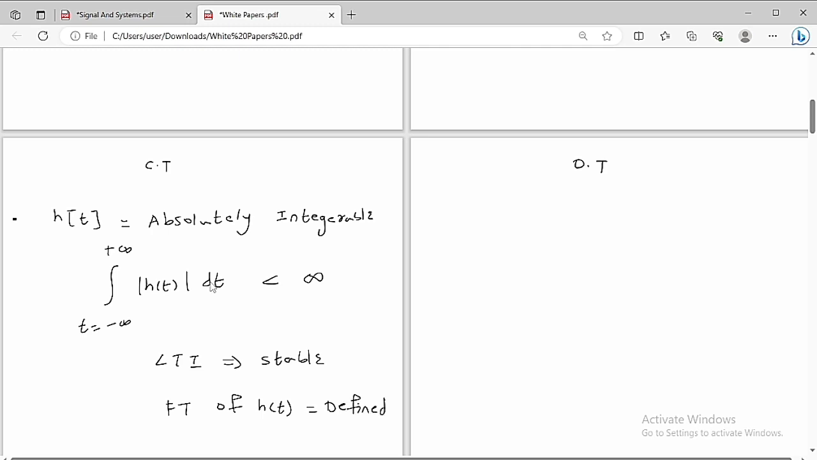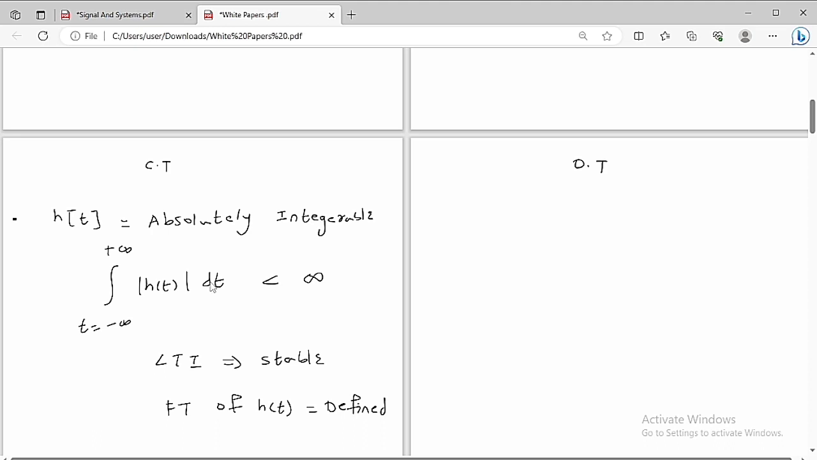So listen carefully. For a signal h of t, which is nothing but the impulse response, if it is absolutely integrable, then we can say the LTI system is stable, as well as the Fourier transform of h of t is also going to exist.